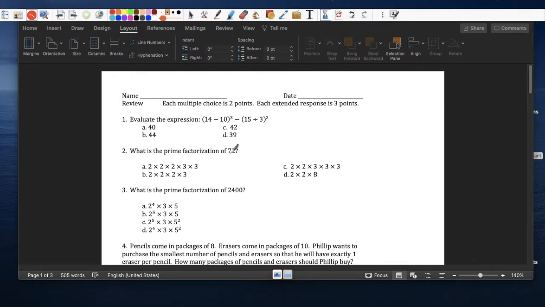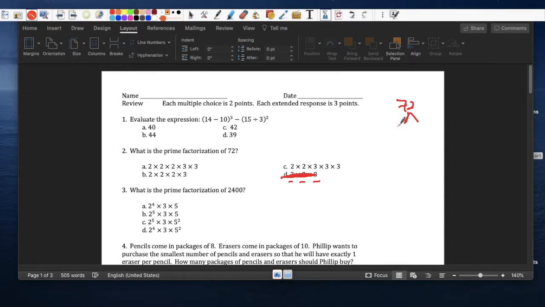Question 2: what's the prime factorization of 72? One of the quick ways you can do this, you can either do it yourself over here, or you can multiply with your calculator. Well, actually, I take that back, because for prime factorization, remember, all the numbers should be prime. So is 2 a prime? Yes. Is 8 a prime? No. So this one you don't even have to consider. The other ones are all prime numbers, so it's just a matter of seeing which one multiplies to 72.